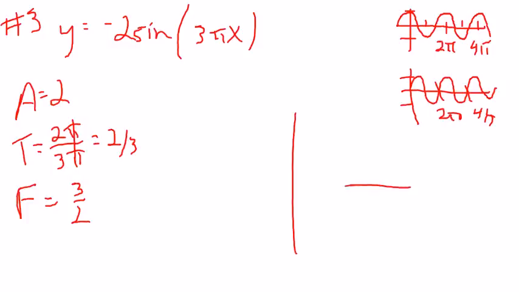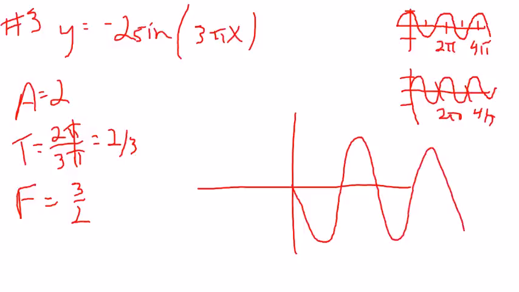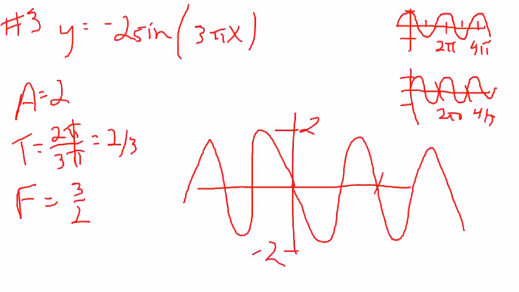So draw the graph. Sine, it's negative, so it starts at 0, goes down, up, down, up, down, up, down, up, down. Like I said, yours should probably look better than this. Blame my left-handed genes. 2, negative 2. This here, the period, is 2/3, which makes this 4/3.